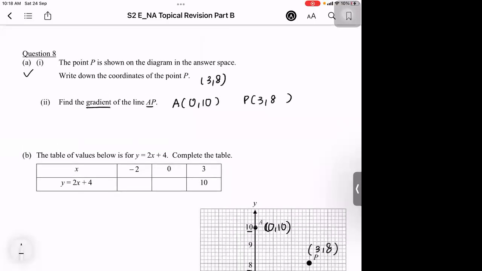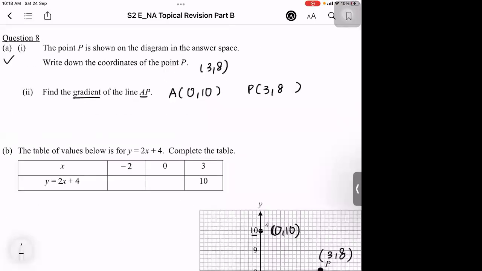How do we find gradient? Do you all remember the formula for gradient? Don't remember formula? Can see formula sheet later and then go and memorize. Gradient formula: y2 minus y1 over x2 minus x1. So this one is actually testing whether you remember the formula or not. And where is this x1, y1, x2, y2? Every coordinate has an x and a y value. So this is my first point, x1, y1. Then this one will be the second point, x2, y2. Okay, so this one must know how to do.